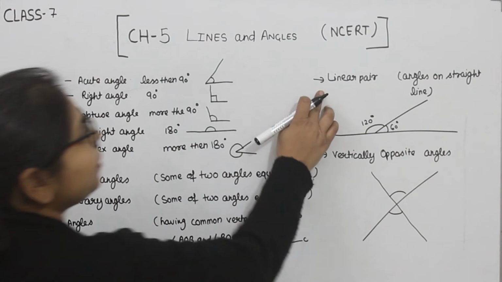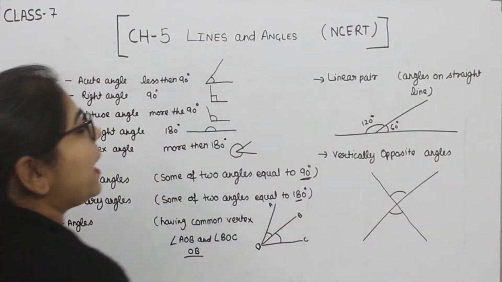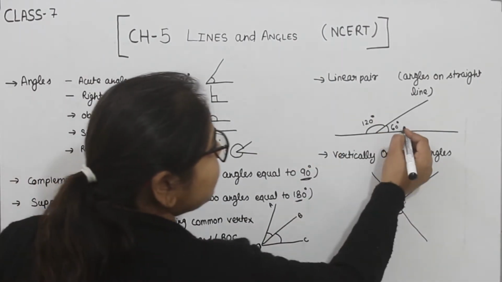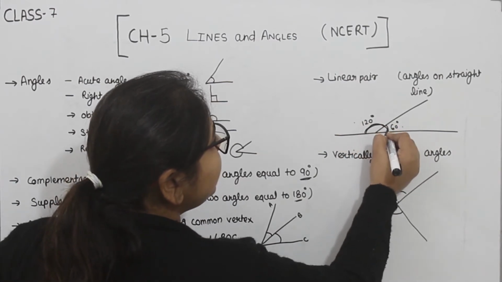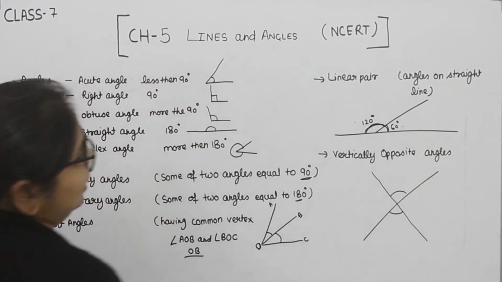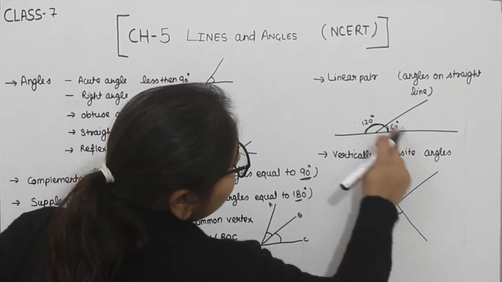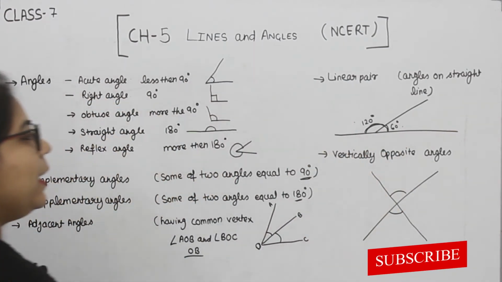Now comes the linear pair. Linear pair are the angles on the straight line. For example, this is 60 degrees, this is 120 degrees. If we add them, they should be equal to 180 degrees. So these are the angles on the straight line. They are called the linear pair.